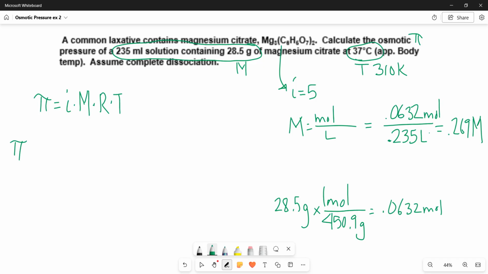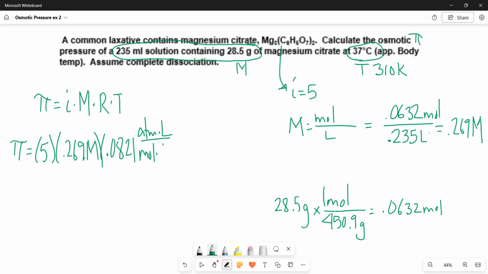So let's come over here and solve for the osmotic pressure. We do not know it. The Van Hoff factor is 5. The molarity is 0.269. Our constant for the gas law is 0.0821 atmosphere liters. Make sure you use the constant that matches the units in the formula. So this is the constant that we're going to use times the temperature, which is 310 K.